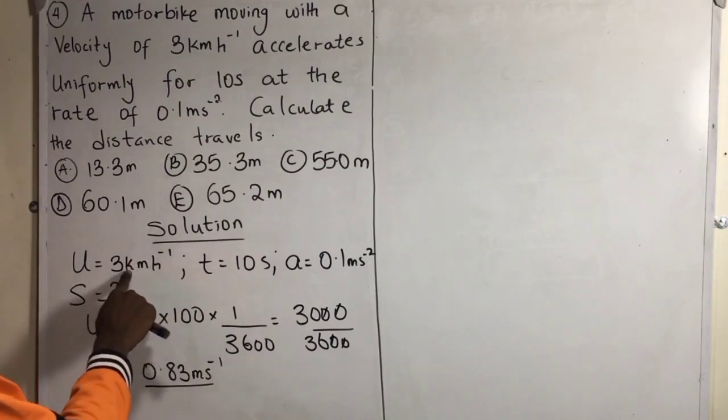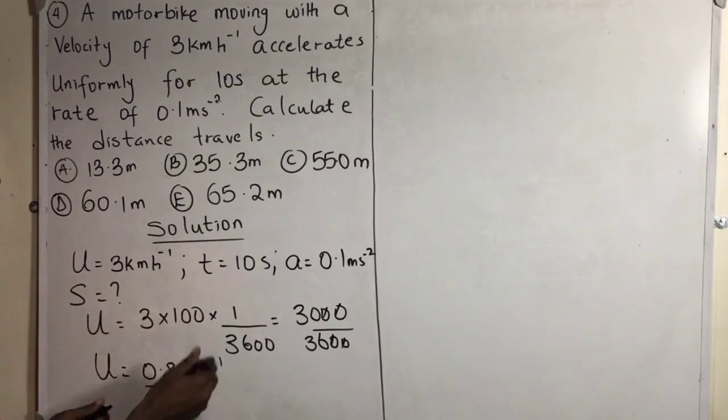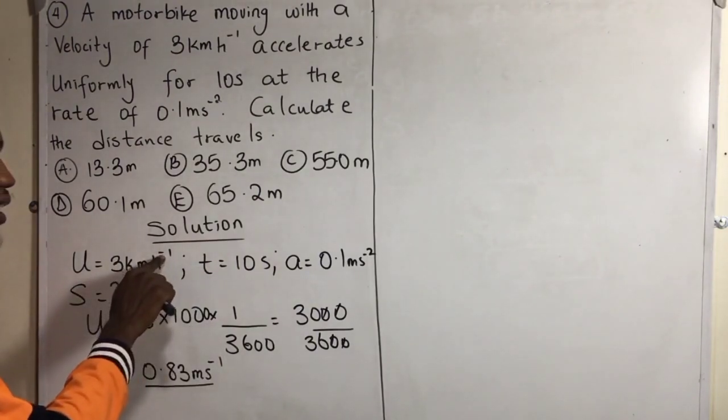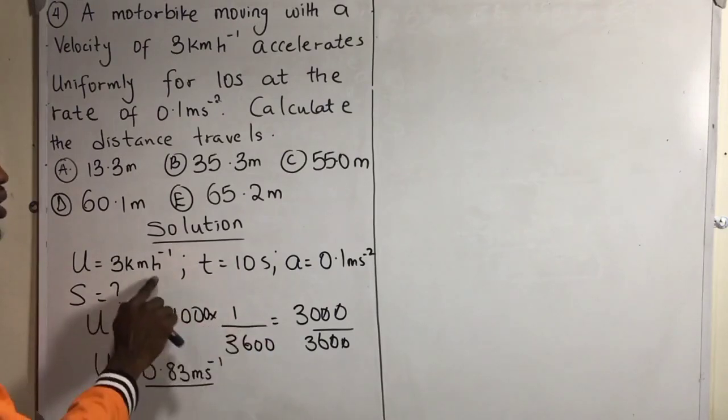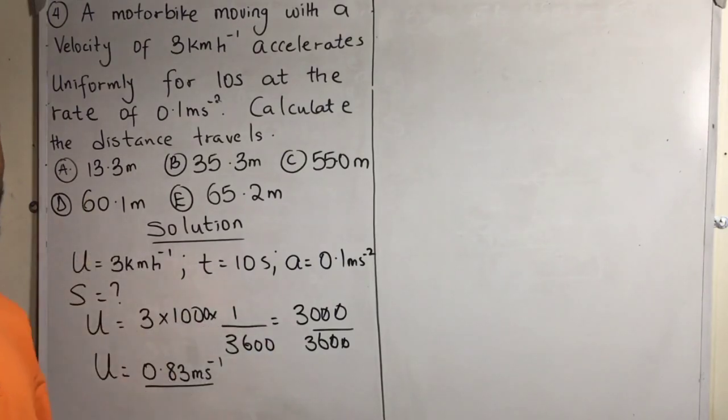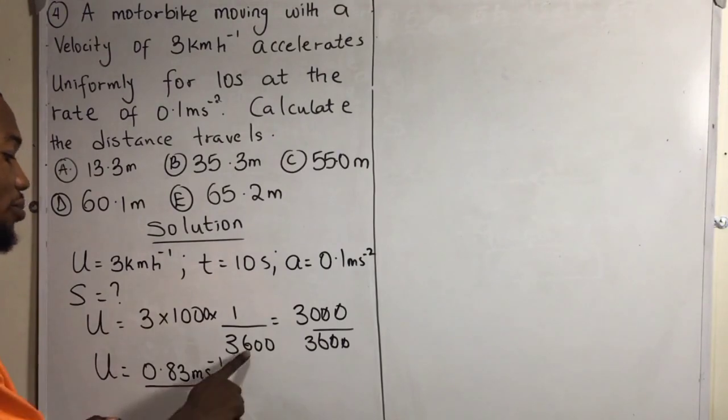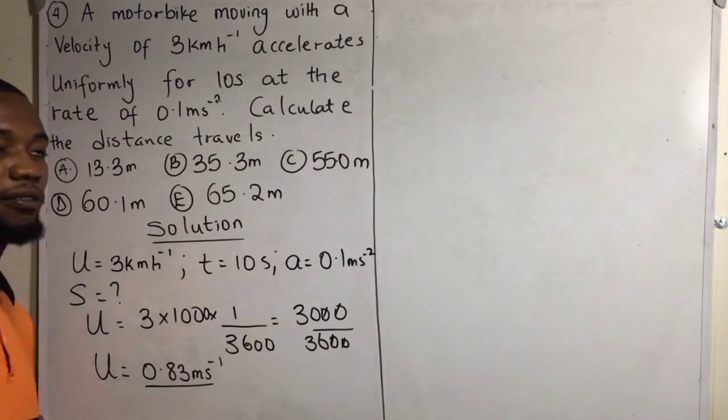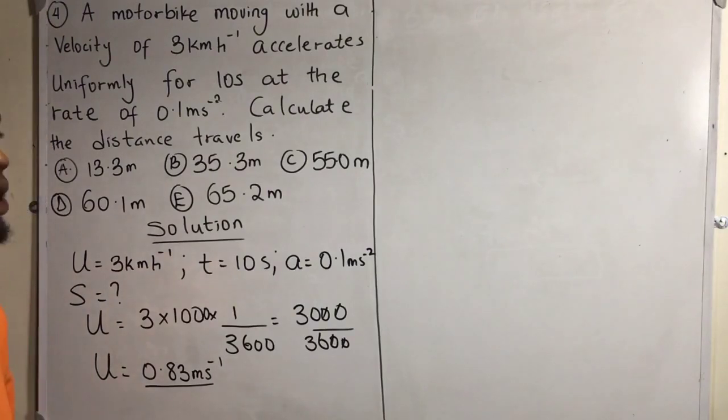Now it's in kilometer, and kilometer means 1,000. That's why you see that I'm multiplying it by 1,000. Now per hour, because of this inverse, that's why I have 1 over hour, and an hour to seconds is 3,600. That's why I'm dividing it by 3,600. At the end of the day, I arrive at 0.83 meter per second.